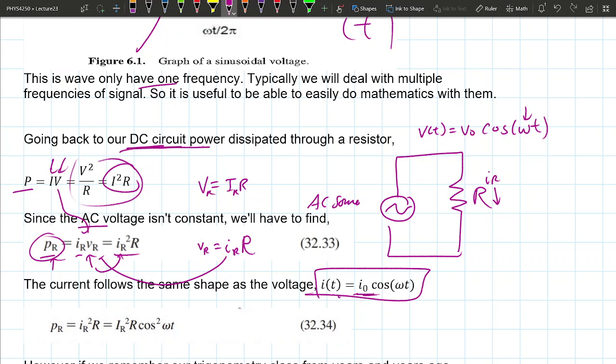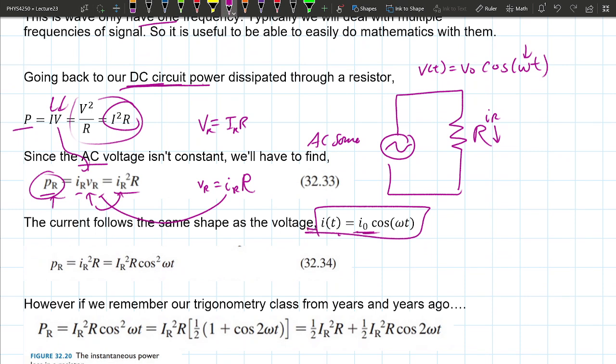So you can plug that in here. I'm using slightly different notation from different books, but you can just change that. Sorry about that. You get basically the amplitude of the current squared, because you're squaring everything here. The R stays the same, but then you get cosine squared of omega t, because you have the current squared here. Well, now you've got a cosine squared function, and what the heck is that?